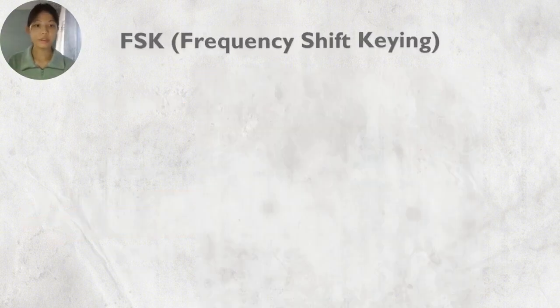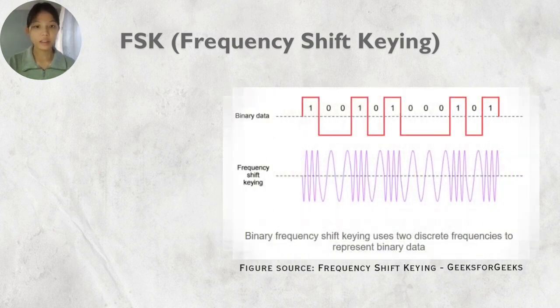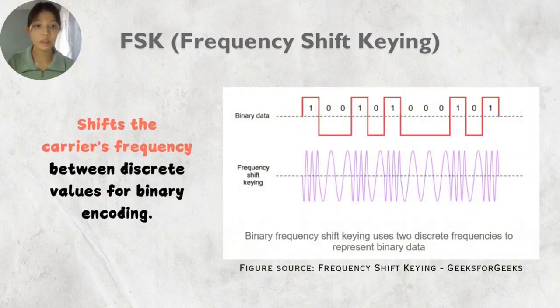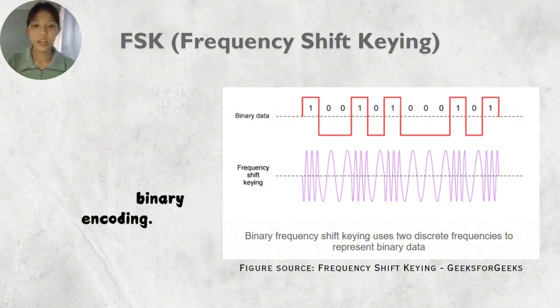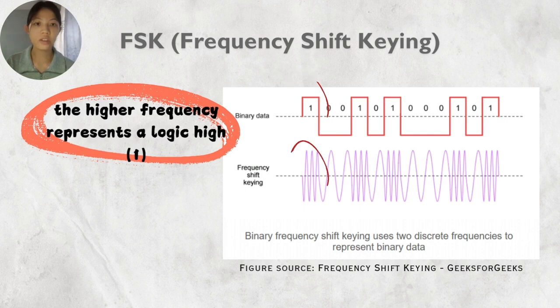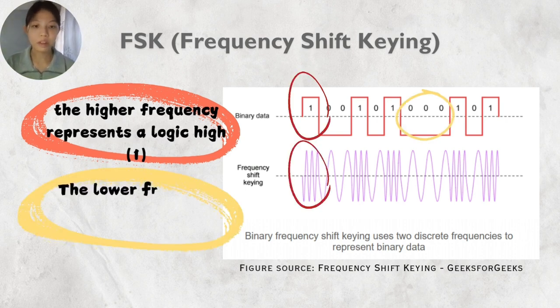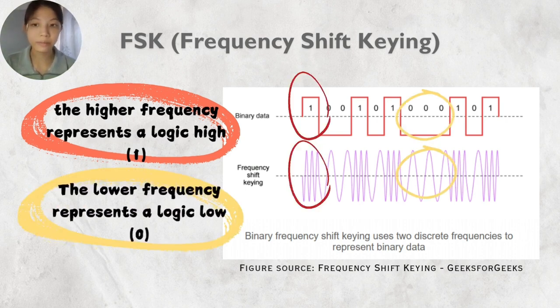Next, we move on to the frequency shift keying FSK. This technique will shift the carrier's frequency between discrete values for binary encoding. In this technique, you will notice that the logic high 1 will be represented by a higher frequency. In contrast, the logic low 0 will be represented by a lower frequency.